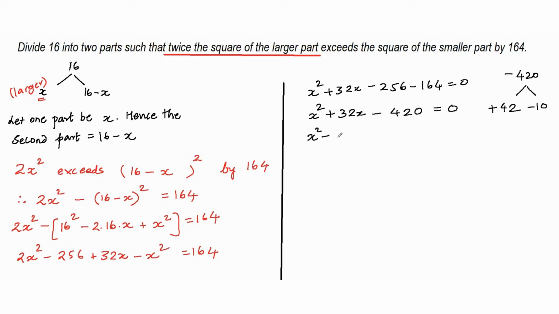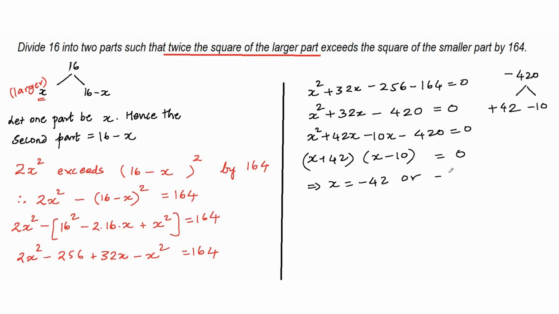So x square plus 42x minus 10x minus 420 is equal to 0, which means x plus 42 multiplied by x minus 10 is equal to 0. This means x is either minus 42 or x is positive 10. Now we will not take negative numbers, right? So we will only consider the positive parts, and therefore the two parts are x, that's 10, and 16 minus x, that is 6.